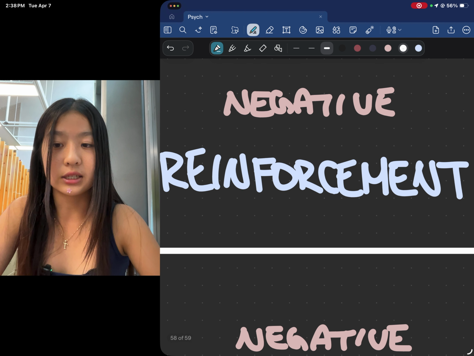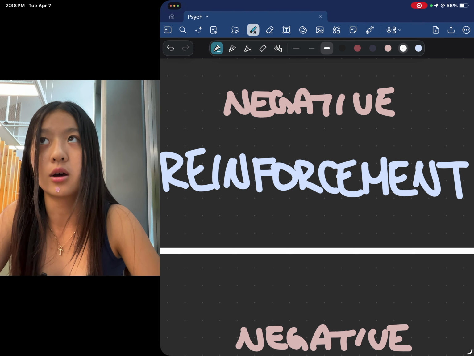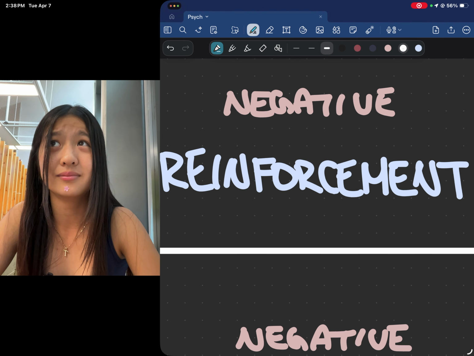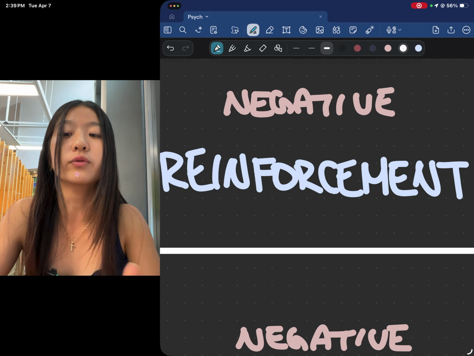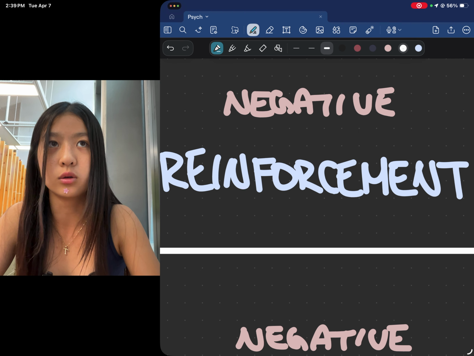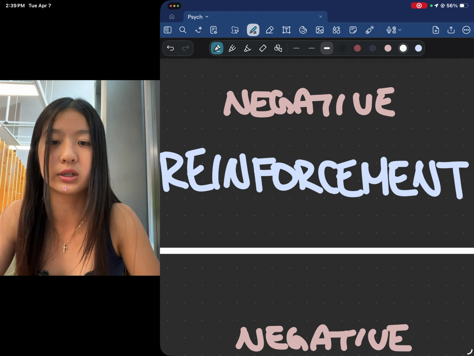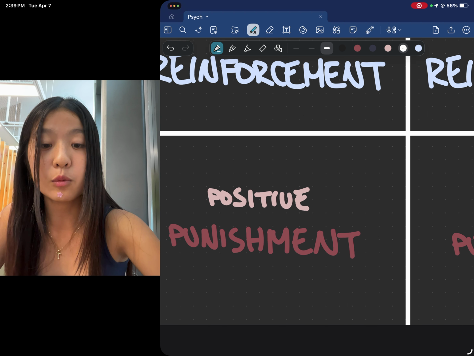The reverse of this, achieving a desired outcome: let's say your desired outcome is to do your homework, and your parents say, okay, once you do your homework, we will remove the chores you have to do. So in this case, you're gonna go do your homework so you can avoid doing the chores. And the negative here, the removal, is the removal of your chores to achieve the desired outcome of doing your homework.